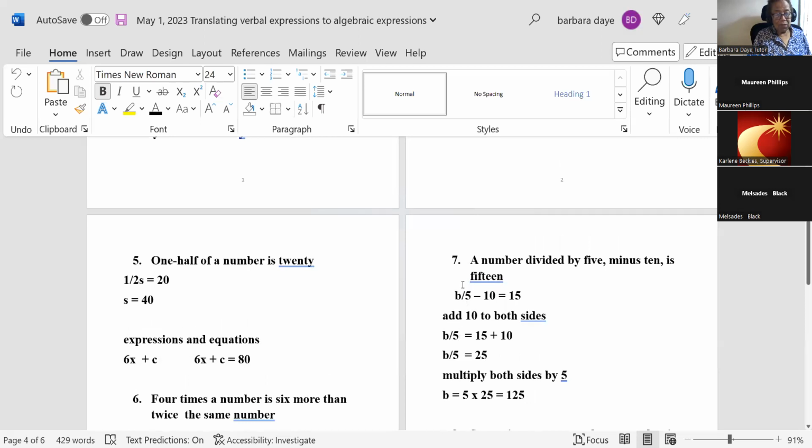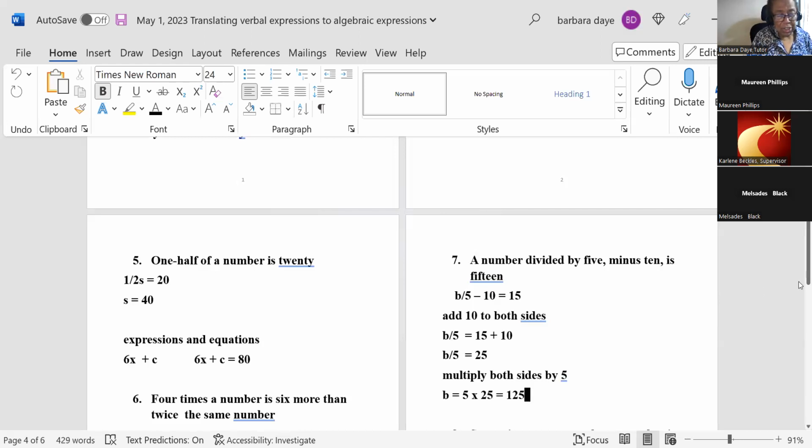Back up here. 125 over 5 is 25, and 25 minus 10 is 15. So you see that's correct. Oh, I see. You're forgetting your inverse. The subtraction inverse is addition. The answer is 125. B is 125.